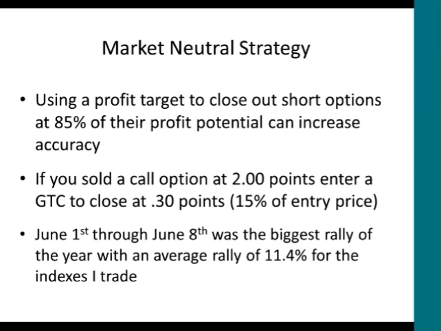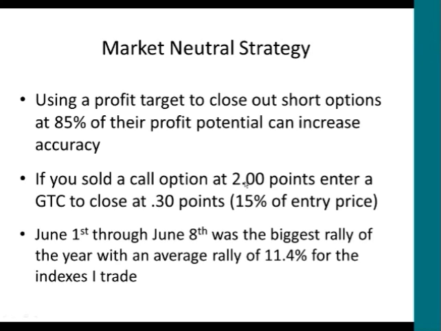And here's the other part of these market neutral spreads that can make them even more profitable. As I mentioned, if you use a profit target to close out the short call option at 85% of their profit potential, this can increase the accuracy. So let's say you sold a call option at 2 points. As soon as I enter that covered call, I'd enter a good till canceled closeout trade to close out that 2 point short premium at 0.30 points, which is about 15% of your entry price.